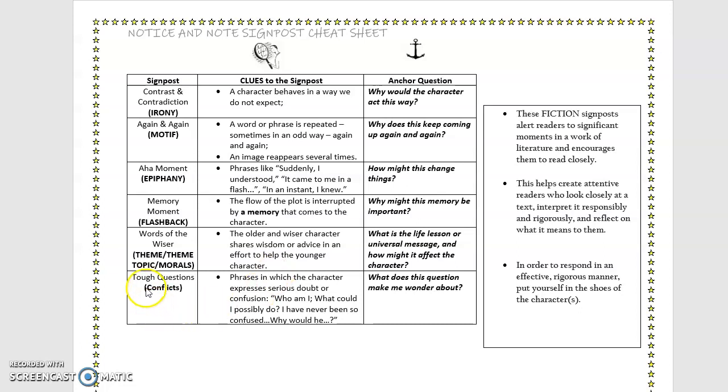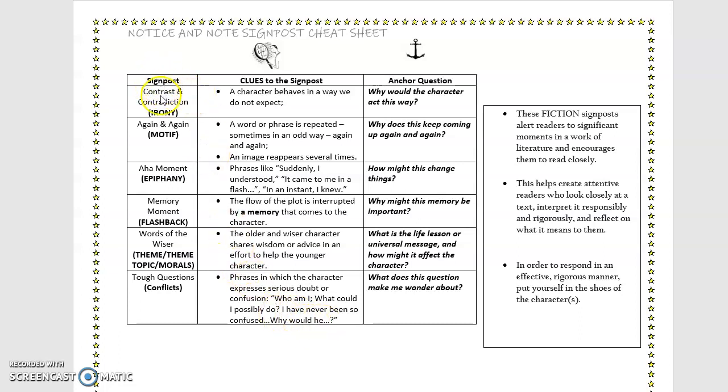And then of course the last one, tough questions, conflicts. All literature we read has a conflict. There's always a problem to solve, or else it would be extremely boring. Same thing with movies. There's always something to solve. So phrases in which the character expresses serious doubt or confusion. Man versus self, man versus man, nature, society, questioning themselves.